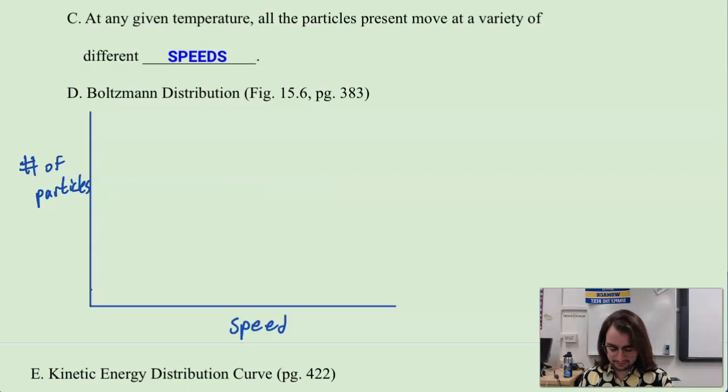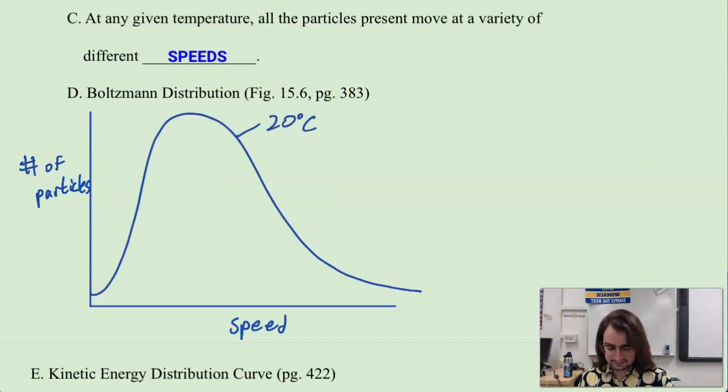So let's say, for example, this is at 20 degrees Celsius. Let's just look at a couple points. If I'm looking at this point here, towards the center, what I'm saying is that there are not a lot of particles that move at a slow speed, and over here I have not a lot of particles that move at a really fast speed, but most of my particles are moving at a pretty average speed, at about 20 degrees Celsius.